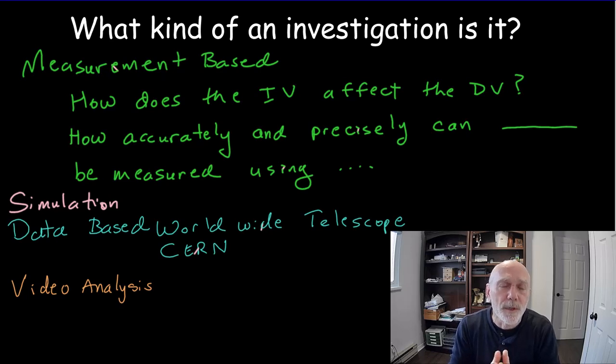Typically, the problem with the simulations is that it's difficult to do the uncertainty analysis with the simulation. There is some good data-based work. Often data is coming from the World Wide Web or CERN. These different sites have lots of data that you can use. And this one is really measurement-based, but you can use a video analysis to do an investigation, which is particularly suitable for physics.